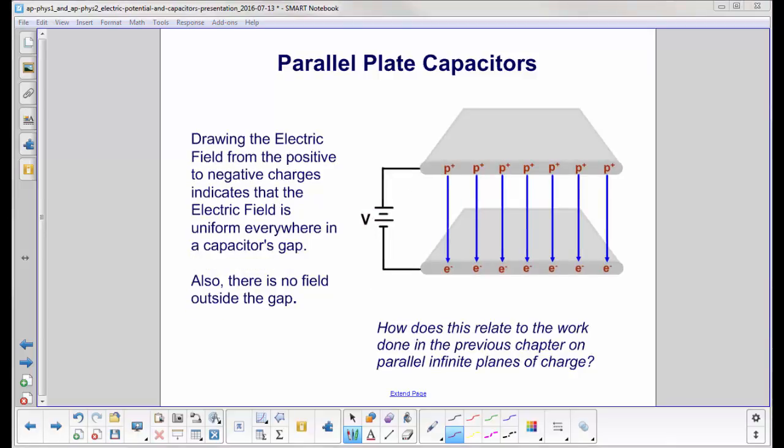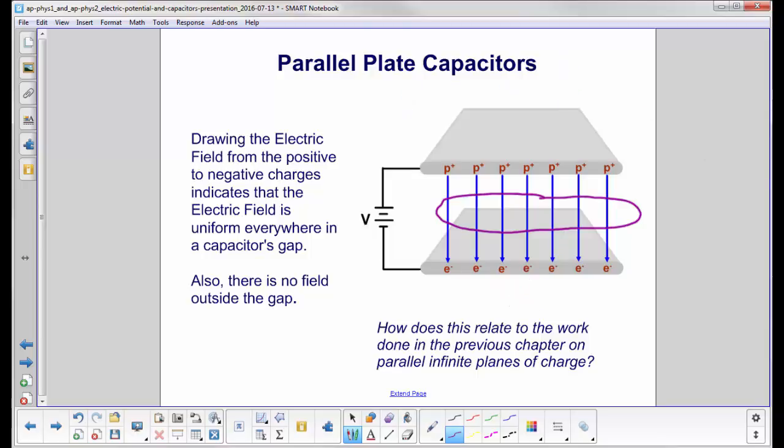Hopefully you noticed on the previous slide these blue lines. What are these guys? Those are the electric field lines. And since we did so much work on the infinite planes, we did that to show that the field is uniform between the planes. So the electric field is uniform everywhere within the capacitor's gap. Also, there is no electric field outside the gap. You see we didn't draw any blue lines anywhere over there.